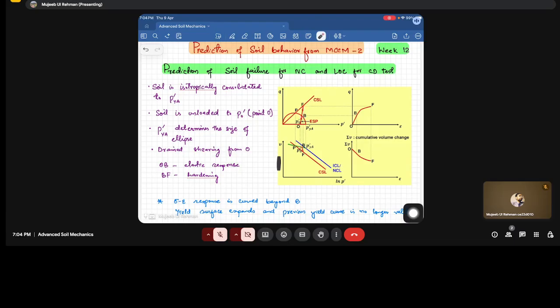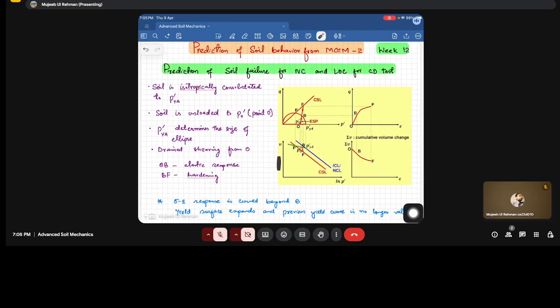So from B to F, it's a plastic response, and here the soil will start yielding and reach the critical state. So like in the previous plot set, we are discussing the q and p and v and ln p'. We will first discuss these two. After that, we will come to here. Or simultaneously, we can use these.